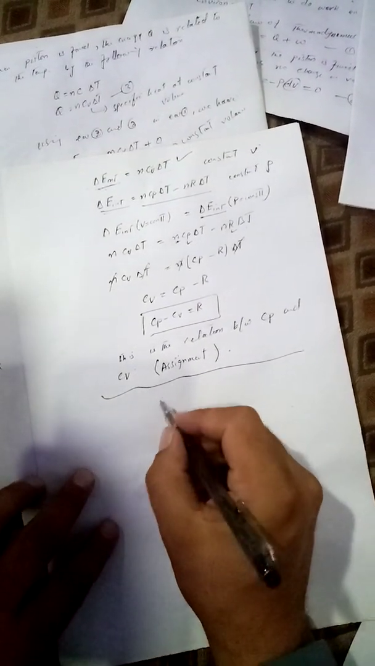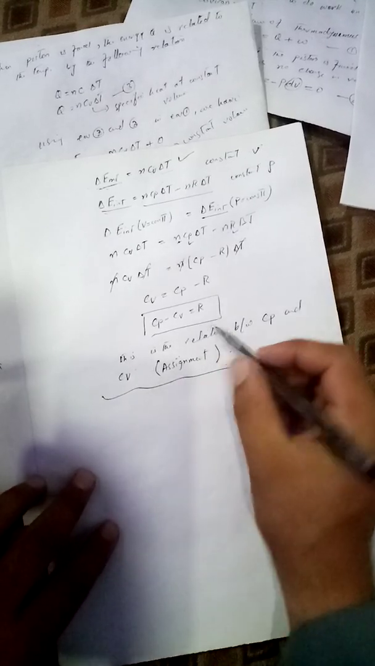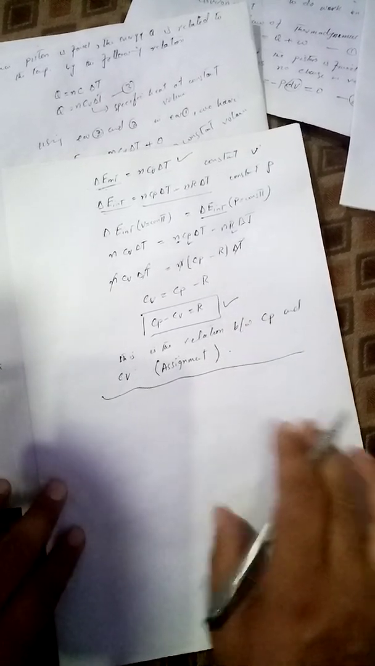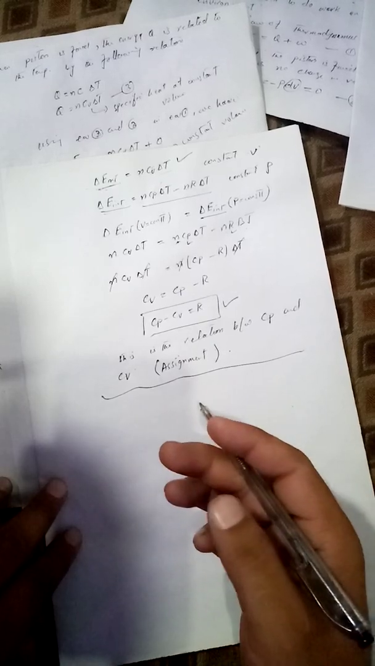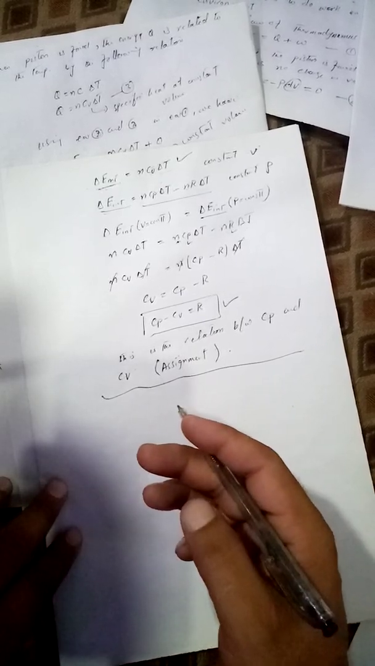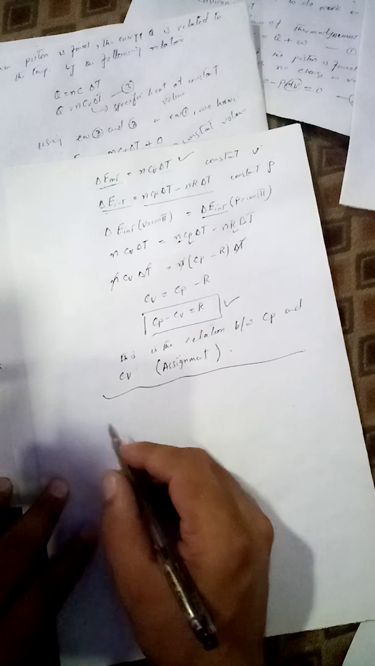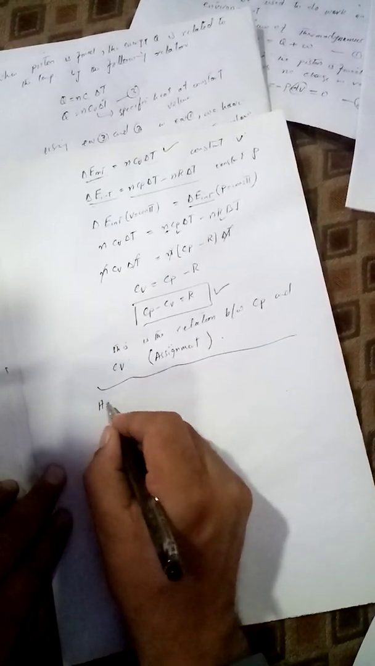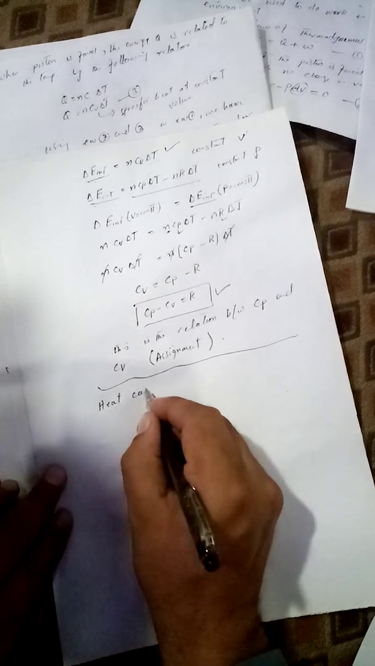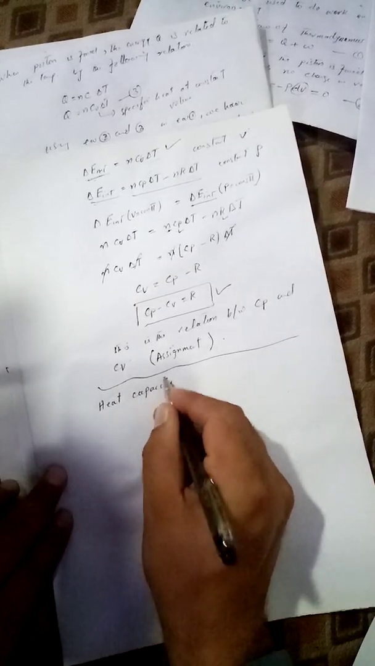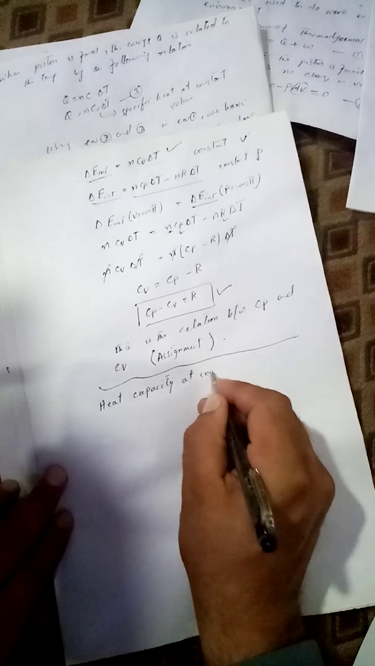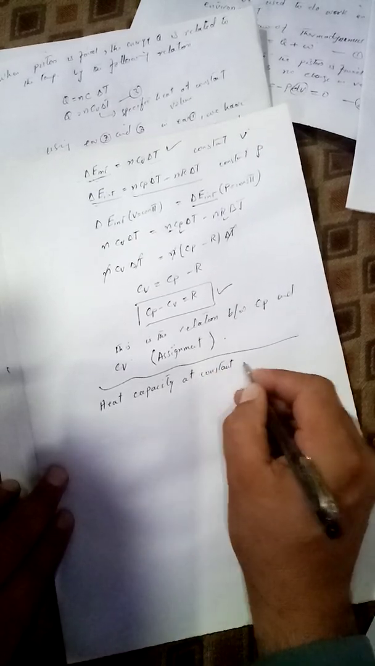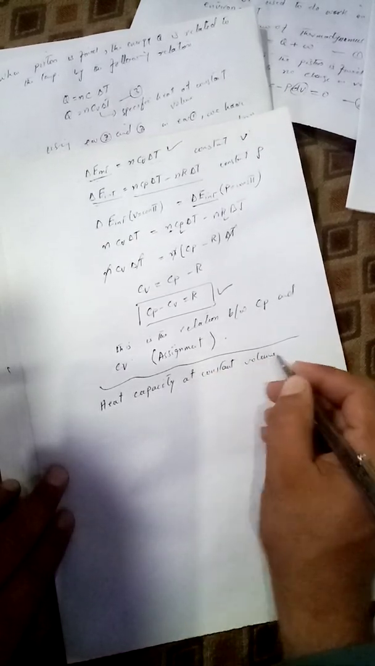Okay, in the last video we derived a relation between Cp and Cv, which is given here. Now we will apply this relation and find the specific heat at constant volume and at constant pressure for different gases, like heat capacity at constant volume, and constant pressure.